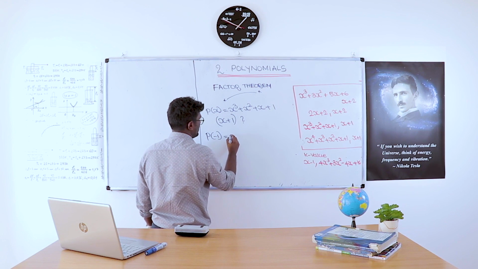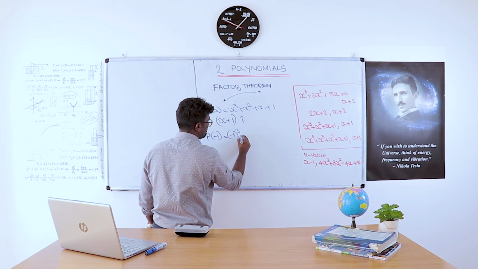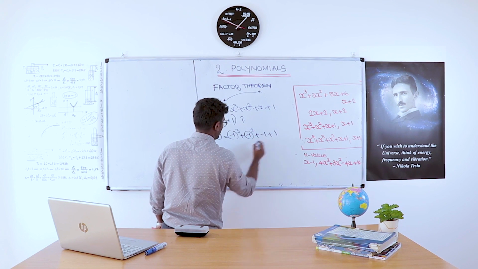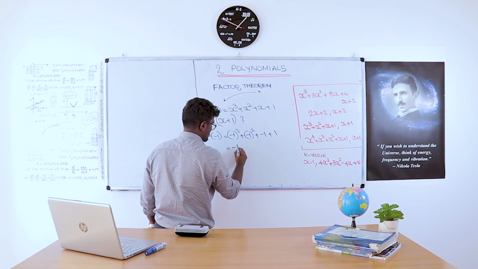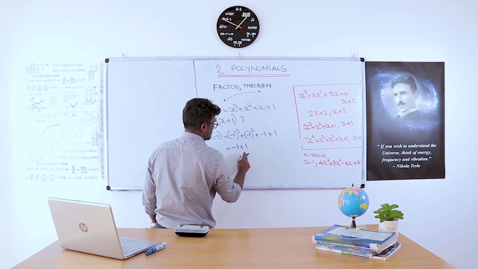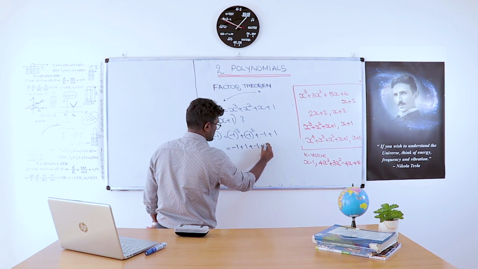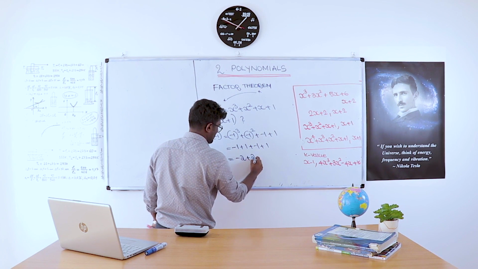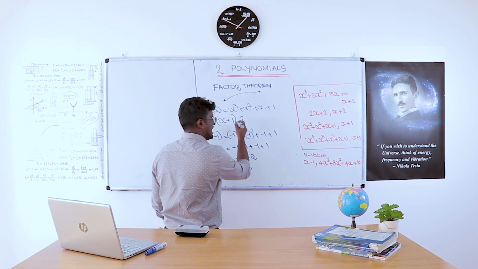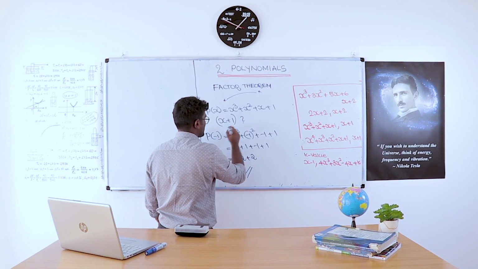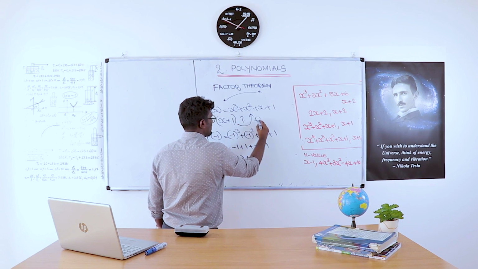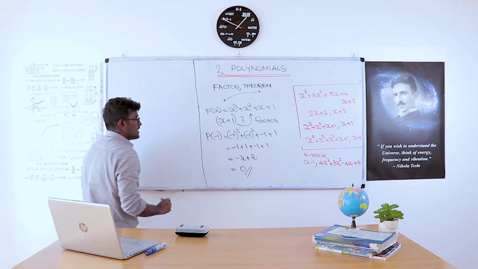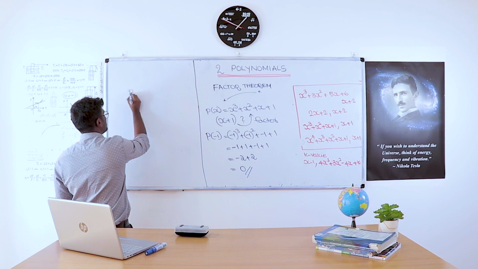P of minus 1 equals (minus 1) the whole cube plus (minus 1) the whole square plus minus 1 plus 1. That is, (minus 1) cubed means minus 1, plus (minus 1) squared means 1, plus minus 1 plus 1. Minus 1 plus minus 1 is minus 2, 1 plus 1 is plus 2, and minus 2 plus 2 is 0. That means x plus 1 is a factor of P of x.